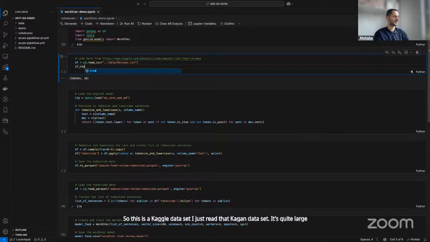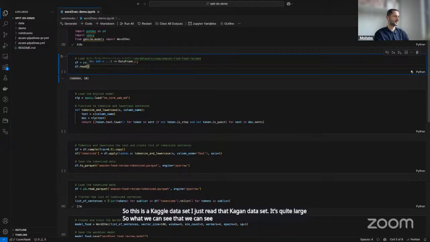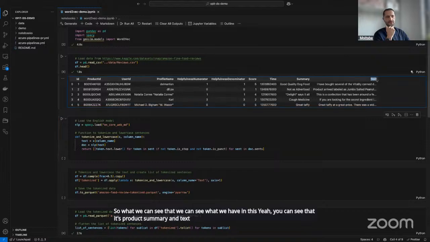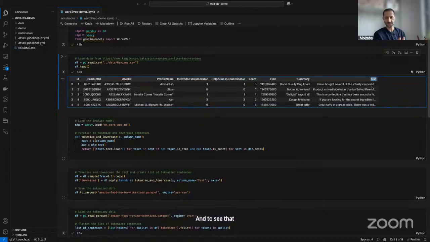So what we can see in this, yeah, you can see it has product, summary, and text. What I will be interested in is that I will pick out the text. I'm trying to build this word2vec and see how I can play around to see what sort of words are semantically close to each other.